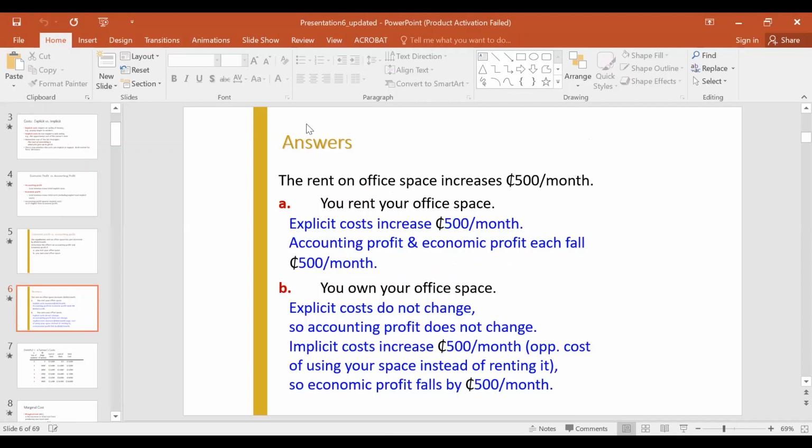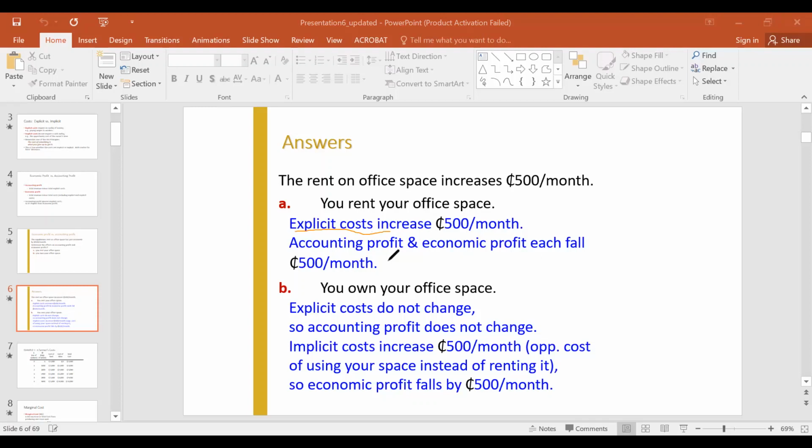If you've been renting the office space, then of course you are going to pay 500 cedis more. So explicit cost has gone up by 500 cedis. When they are computing your accounting profit and economic profit, they are going to subtract 500 cedis more. That's how much more you are paying for rent. So both accounting profit and economic profit, which subtract explicit cost, will fall by 500 cedis. I hope this is clear.